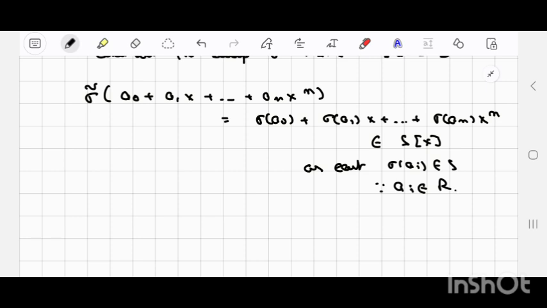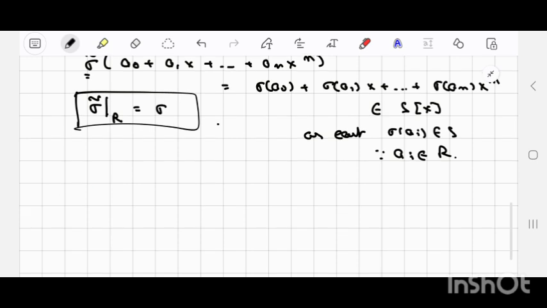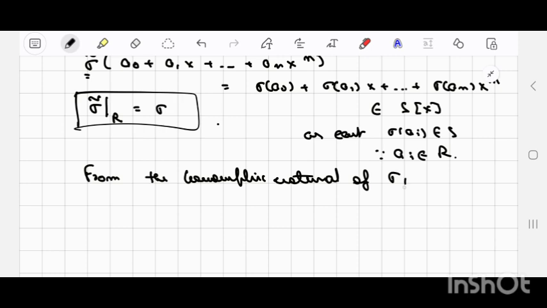Now it can be pretty easily observed that this function sigma tilde is well defined. It's some sort of an extension. You can see that if you restrict sigma tilde to R, then this is exactly sigma, nothing else. If you have studied analysis, you can see that this is some sort of an extension. Moreover, from the homomorphic nature of sigma, sigma tilde is also a ring homomorphism. Now let's make use of this tool a bit.